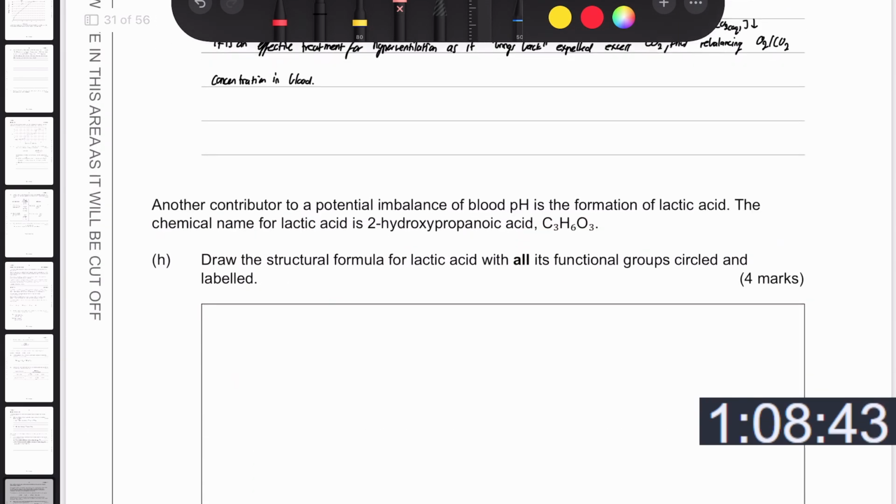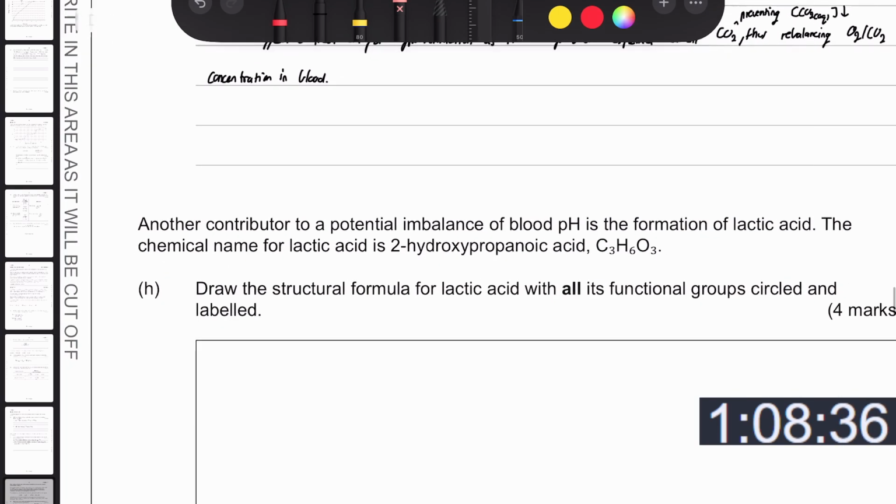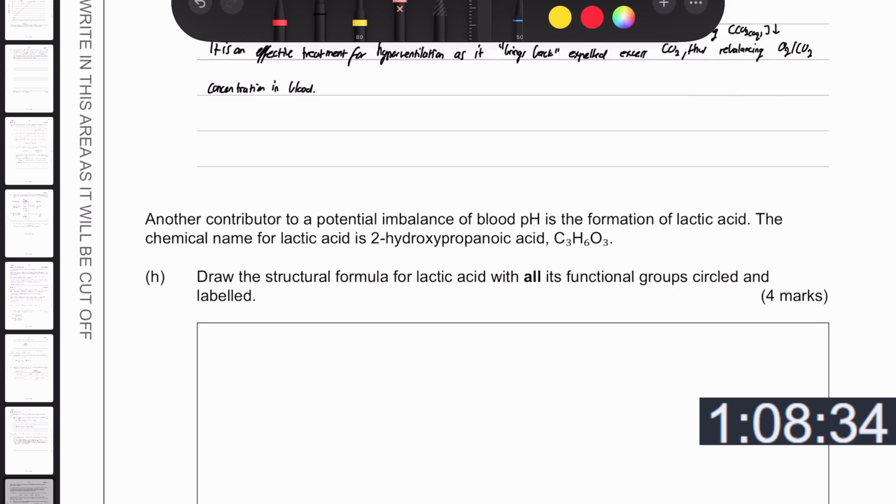Another contributor to potential imbalance in blood pH is the formation of lactic acid. The chemical name for lactic acid is 2-hydroxypropanoic acid. Draw the structure for lactic acid with all its functional groups circled and labeled.